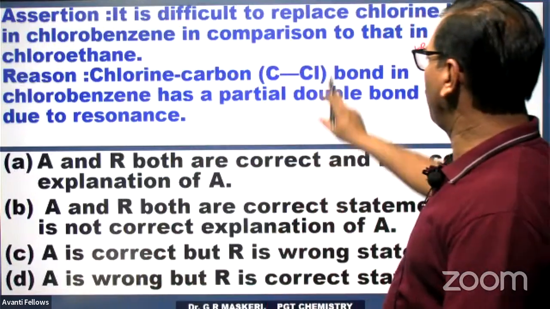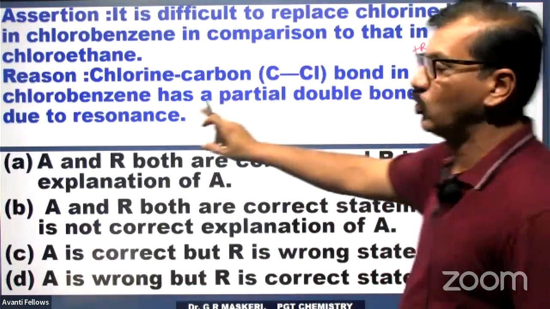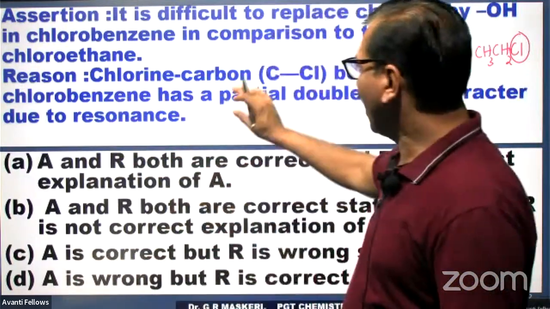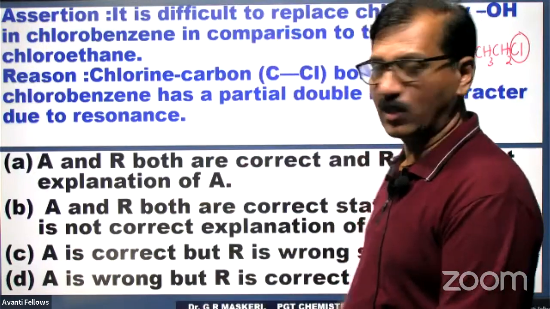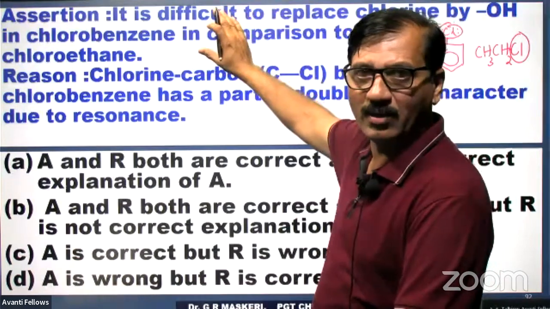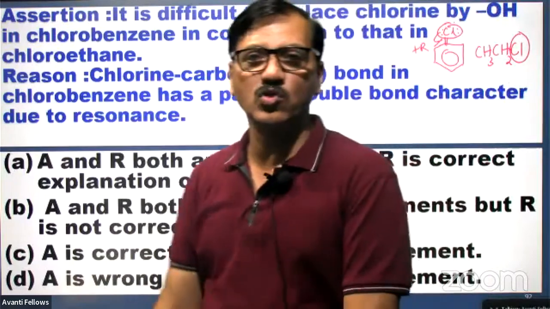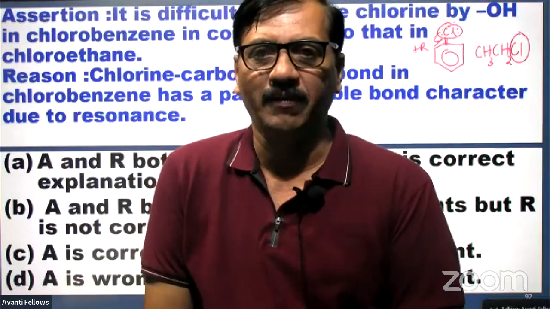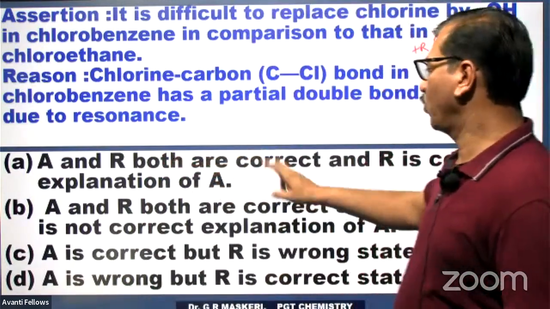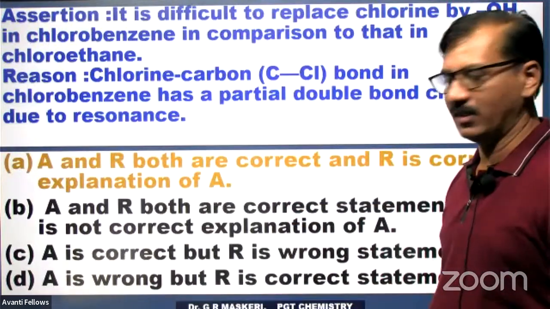Now, the chlorine-carbon bond in chlorobenzene has a partial double bond character due to resonance. So this is the exact answer to the assertion. Why is it so? Because this is a double bond, chlorine cannot be replaced by OH. That means nucleophilic substitution reaction doesn't take place easily, right? So this is the correct explanation. Therefore, A and R both are correct, and R is the right explanation of the assertion.